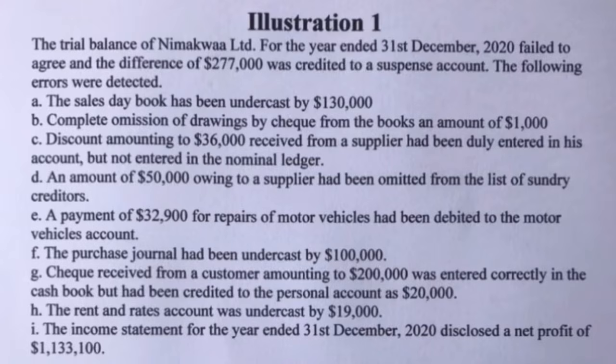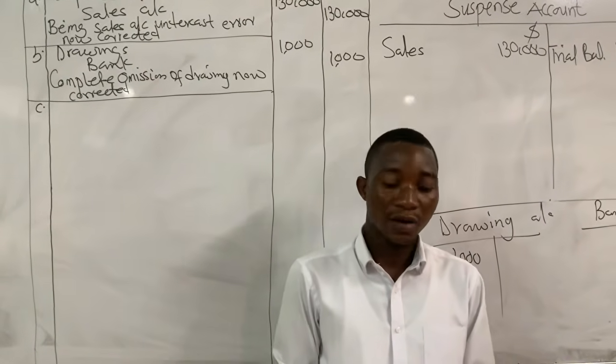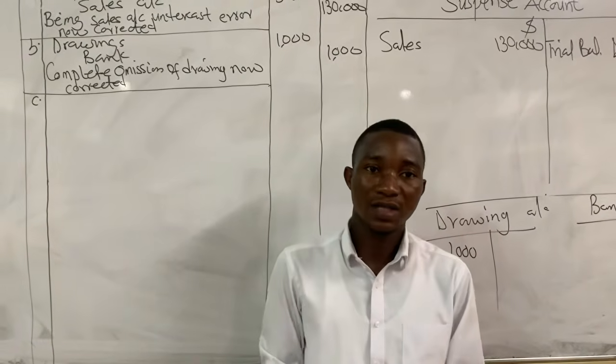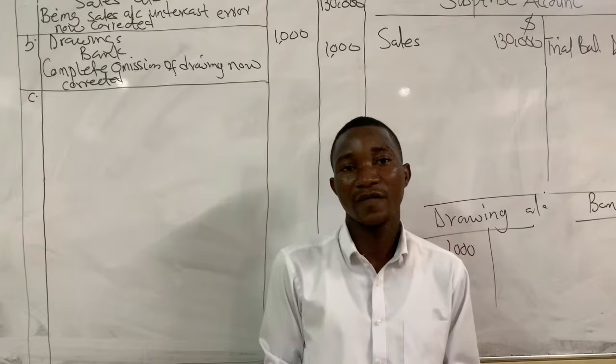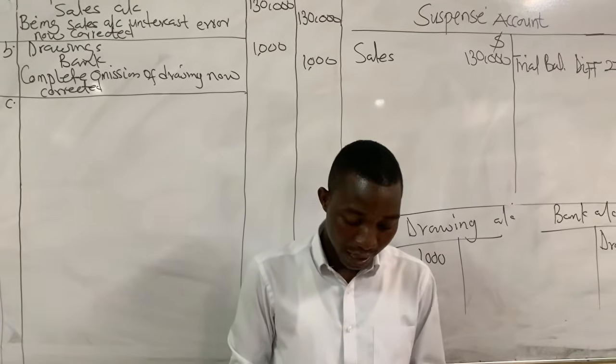With the C part, they are saying that a discount amounting to $36,000 received from a supplier had been duly entered in his account, but not entered in the nominal ledger. All right, a discount received from a supplier had been entered in his account, but no entry has been made in the nominal ledger. With this error, you need to know what a nominal account is. Okay, the nominal accounts are the expenses and revenue accounts.